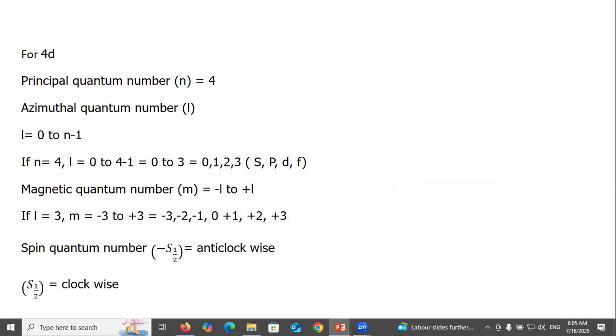For 4d, principal quantum number 4, azimuthal quantum number 0 to n minus 1. So n equal to 4, l equal to 0 to 4 minus 1, 0 to 3, that is 0, 1 to 3, s, p, d, f. Magnetic quantum number is minus l to plus l. So if l equal to 3, minus 3 to plus 3: minus 3 to minus 1, 0, plus 1, plus 2, plus 3. Spin quantum number is minus half, anti-clockwise, and plus half, clockwise.